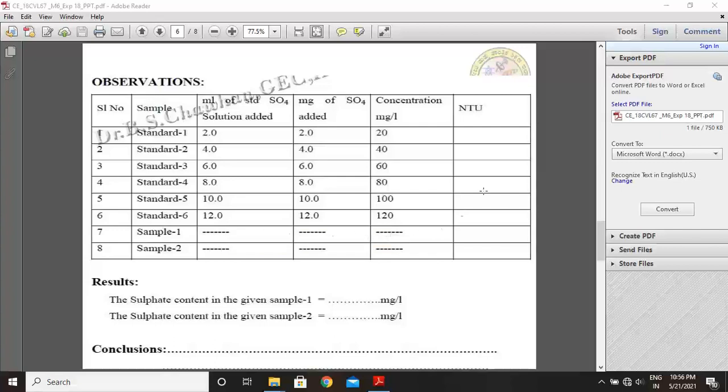Then we take the reading in NTU by the nephelometer, sample 1 in NTU, sample 2 in NTU, and we refer to the plot. Then we get the sulfate by using the standard graph. Then we write the results. The sulfate content in the given sample 1 is, from the graph, written in milligram per liter. The sulfate content in the given sample 2 is likewise read in milligram per liter by referring to the standard graph. Then you write the conclusion based on the obtained result values.